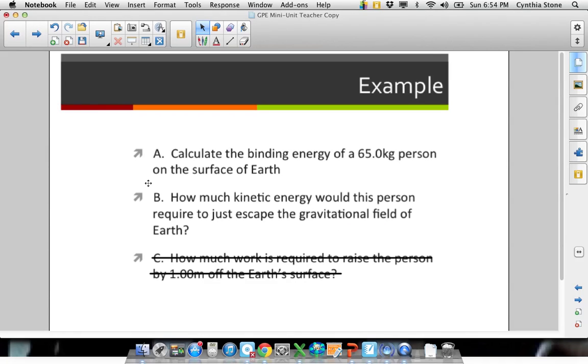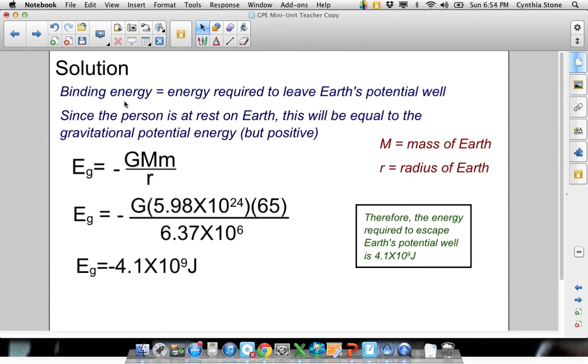Okay. Just looking at binding energy then, I use the term, it's the amount of energy, again, that you need to escape Earth's potential well, to get out of our gravitational field. And the truth is A and B are the same question. That's just two different ways I could word the same question. I just scratched out C because it's not that relevant, okay? But A and B are the same question, so it should go quick. Binding energy is the energy required to leave Earth's potential well. And so this person, we're assuming, is sitting at rest at Earth, so the only energy they have at that moment is their EG, right?